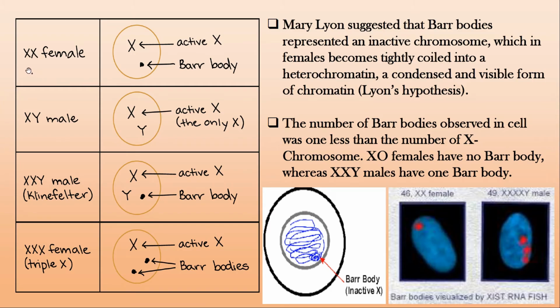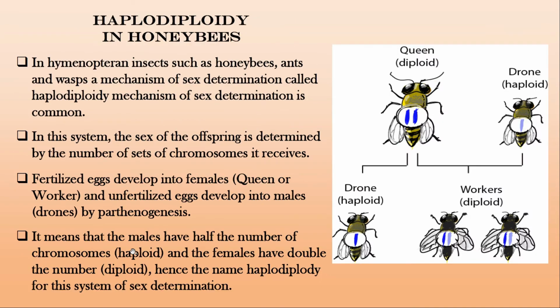Here, the XX female is normal in human beings. The XX female will have only one Barr body because one X becomes active, and the other X is represented by the Barr body. Whereas the XY male will not have any Barr body because only one active X is present here. Whereas in the XXY male, Klinefelter syndrome, one X becomes active whereas the other X becomes the Barr body, along with the Y chromosome. And the XXXX female will have three Barr bodies because only one X becomes the active X here.